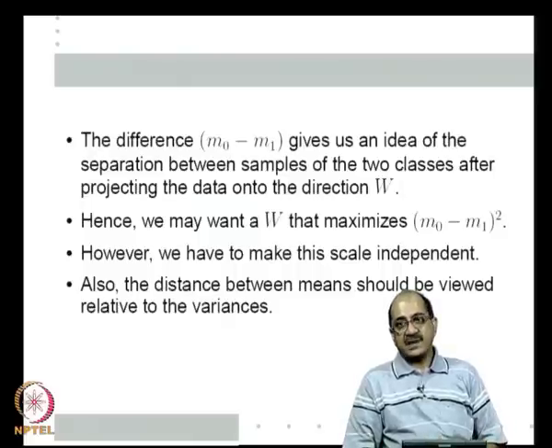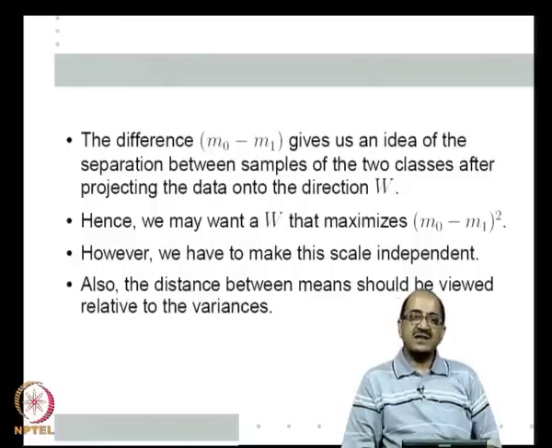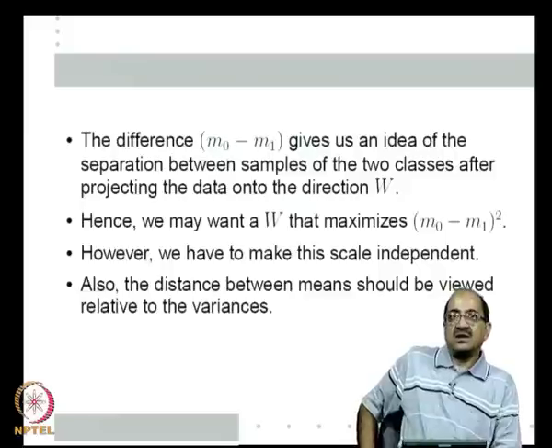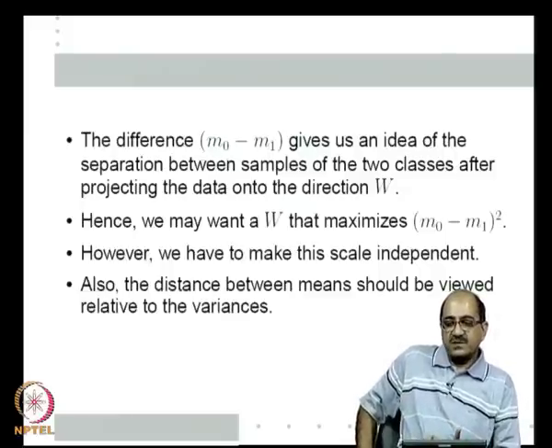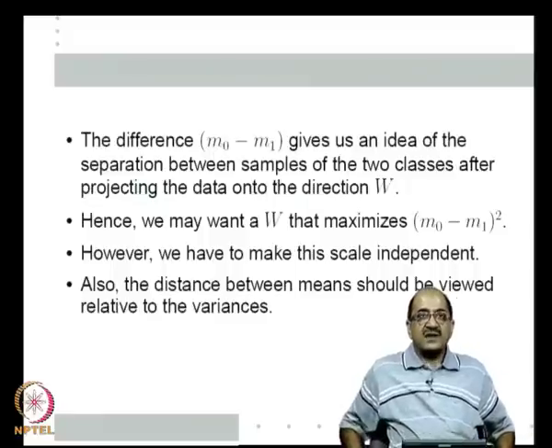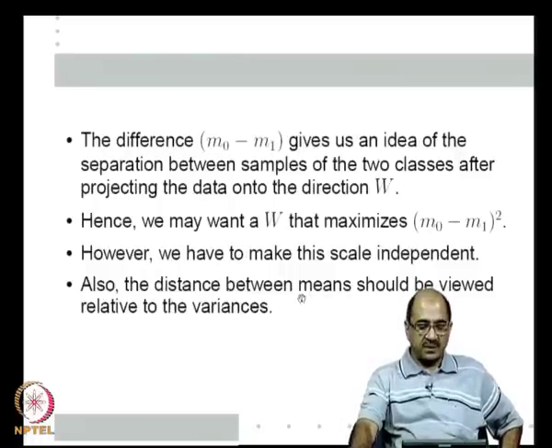But more importantly, what is good separation depends on how much data spread there is. We are only looking at the distance between the means. As we have already seen when we considered the Bayes classifier for normal class conditional densities, essentially the difference between the means relative to the variances is what tells us whether the classes are well separated or not. So, we have to look at the distance between the means, m0 minus m1, relative to the variances of the two classes. That is how we have to formulate our objective function for W.